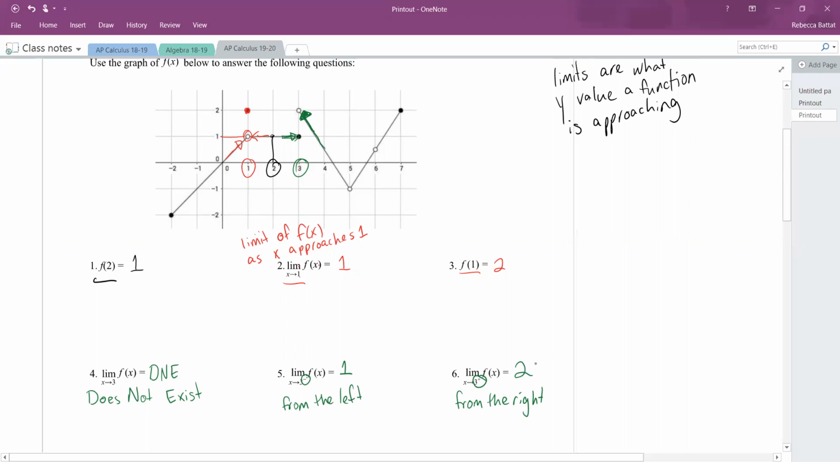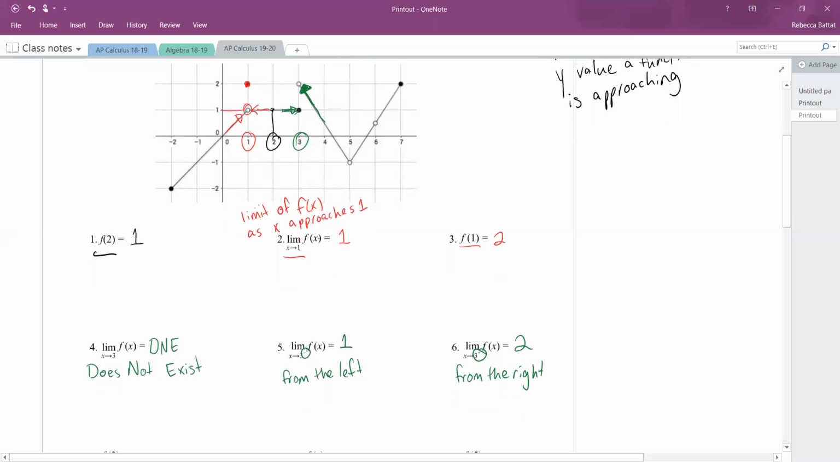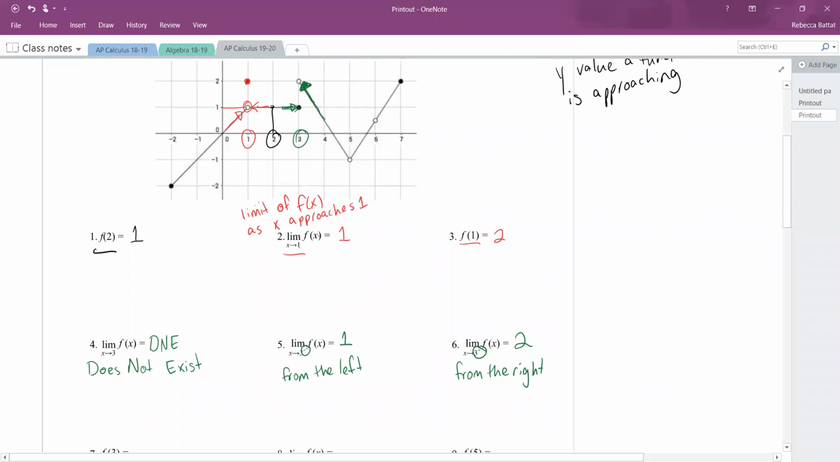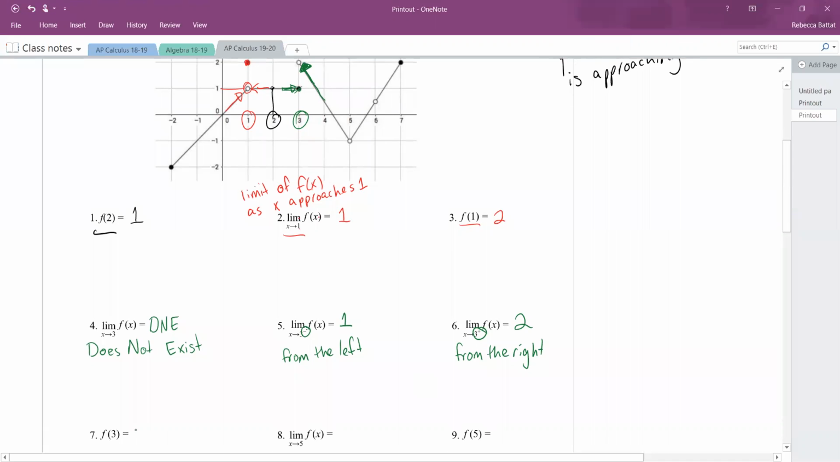Now, what's the actual value of the function? The actual value of the function is where we have the dot filled in. So the actual value here is 1. So f of 3 is 1. So even though the limit does not exist, the function exists.